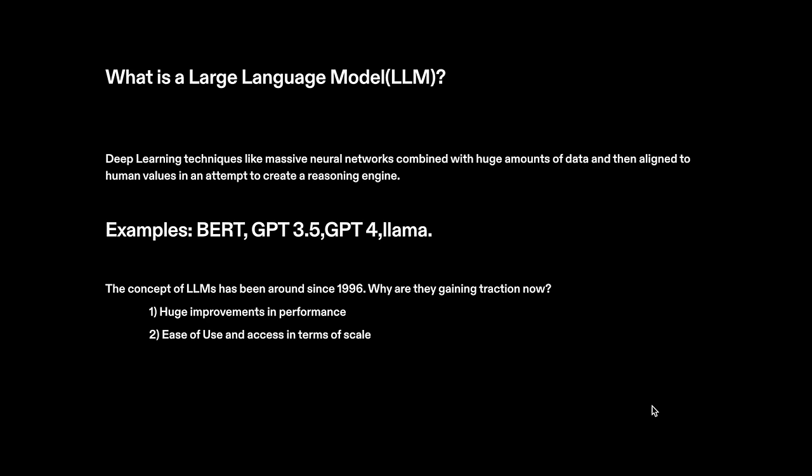So the concept of LLMs has been around since 1996, but why have they only recently gained traction? The reason why is because this is the first time in history where LLMs have been actually able to outperform human reasoning in certain contexts. And the reason for this is due to huge improvements in performance and scale.